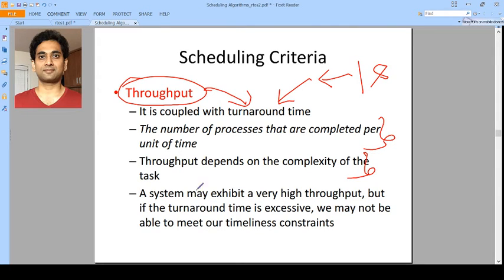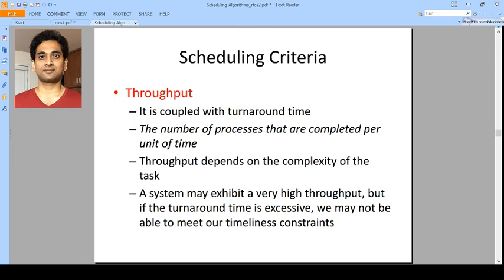A system may achieve very high throughput, but if the turnaround time is excessive, we may not be able to meet all our timeliness constraints. So throughput is coupled to turnaround time in the sense that the number of tasks completed in a given amount of time really depends on how long each of these tasks takes to complete.